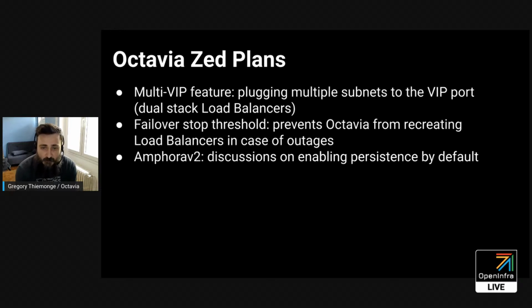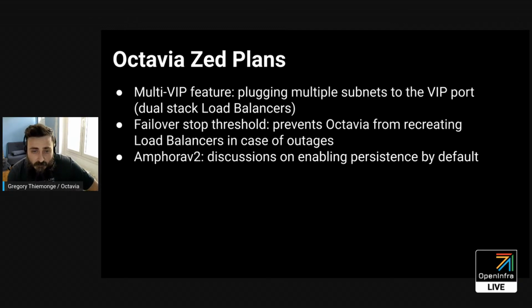Then the failover stop threshold. So a failover is an ability in Octavia to recreate a load balancer if Octavia detects that the load balancer is unresponsive or it returns an inconsistent status. In case of major outages, for instance, a full rack going down, Octavia may detect a lot of failures in the load balancers. Thus, it will trigger many failovers at the same time. And those failovers will create a lot of new load balancers and a lot of virtual machines. And as a result, it will increase the load of the cloud.